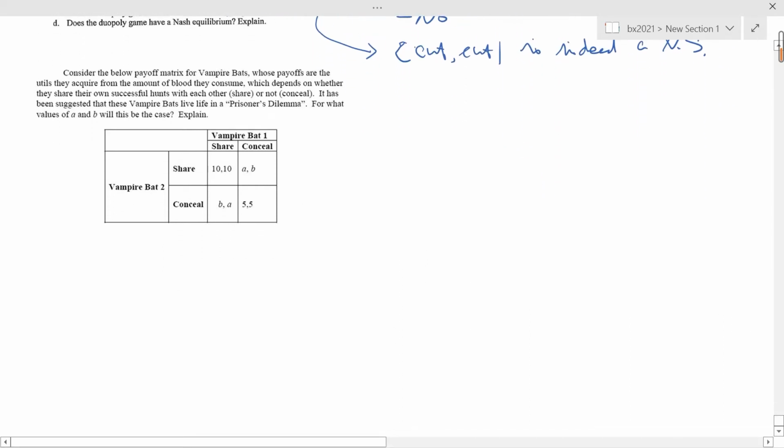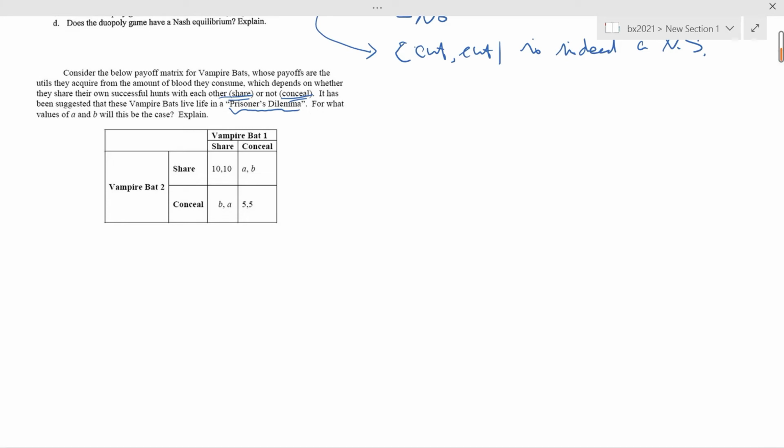Okay, let's look at the next one. Consider the below payoff matrix for vampire bats 1 and 2, whose payoffs are the utilities they acquire from the amount of blood they consume, which depends on whether they share their own successful hunts with each other or not. So the action is share or conceal. It has been suggested that the vampire bats live life in the prisoner's dilemma. We want this game to be a prisoner's dilemma. For what values of A and B will this be the case?